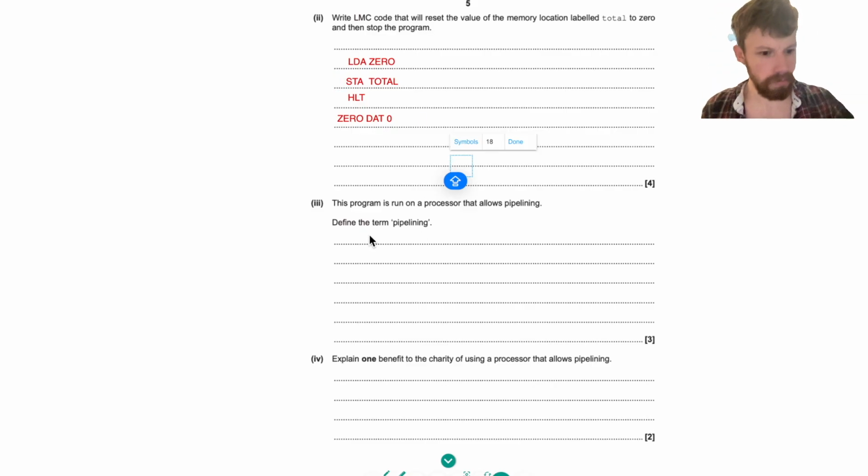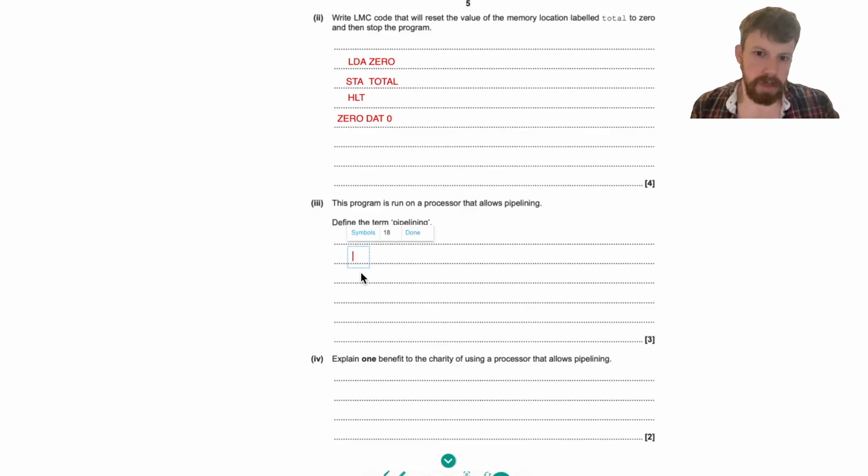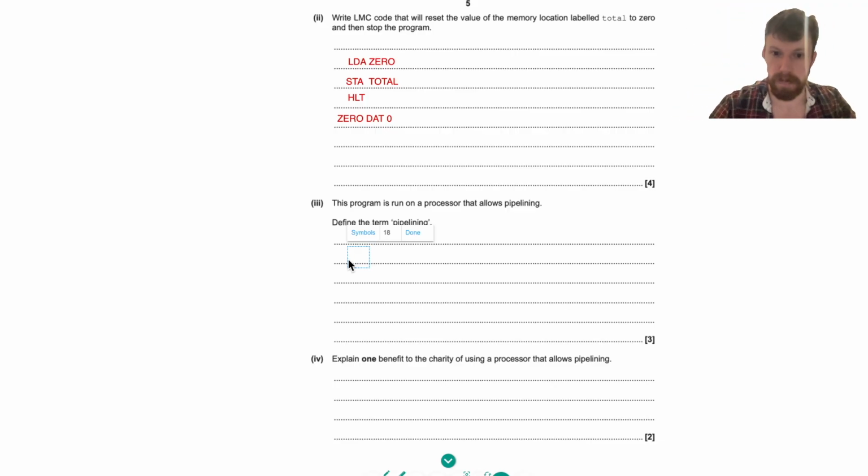Okay. Next one. It's running on pipelining. Define the term pipelining. So again, there's going to be some buzzwords here, people, which people will miss. So it's the concept that they want you to get, and also it's 3 marks this as well. You would have thought it'd probably be a 2 marker, but 3 marks. You've got to be thinking, make 3 solid points.